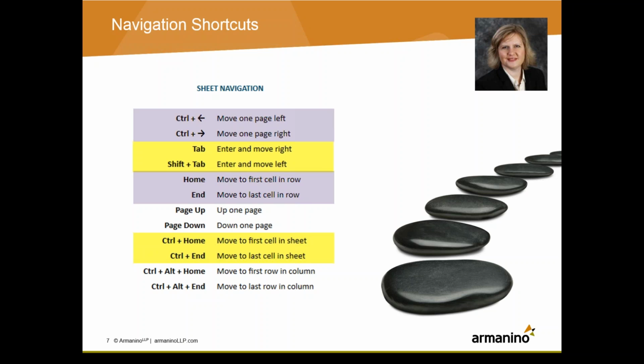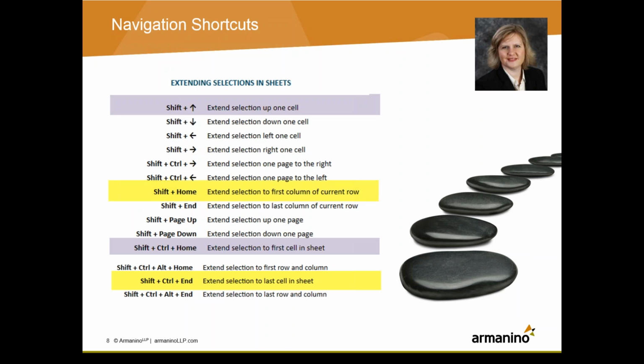Let's move on to the next slide. For extending selections in sheets, we're able to use the Shift key to help us enlarge that selection. So if you have a cell highlighted and we also want to select the cell above it, we just hit Shift and then navigate up, and now our selection has expanded by that cell. So if we're holding the Shift key down, we can hit Shift Home and go automatically to that first column of the row, or Shift End to go to the end.